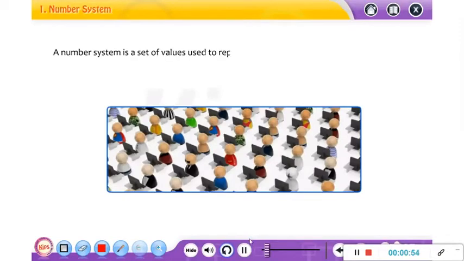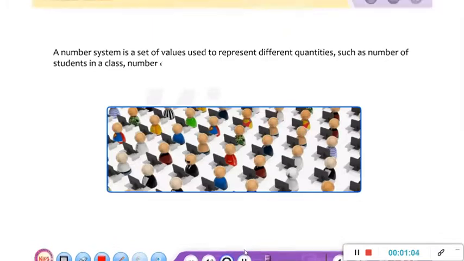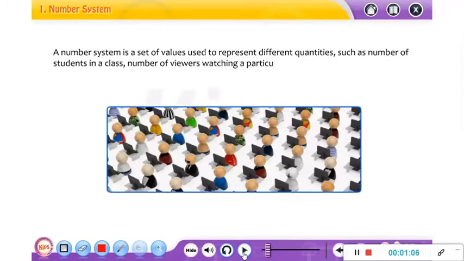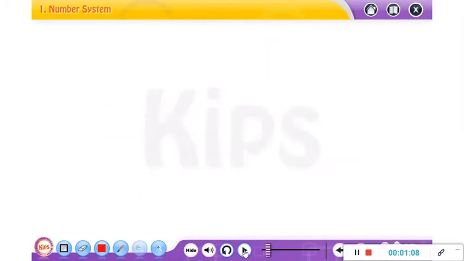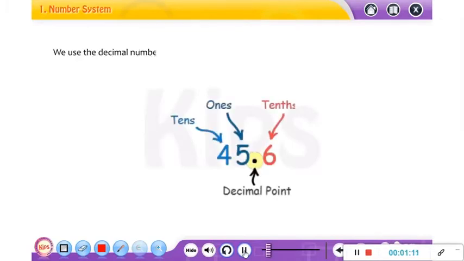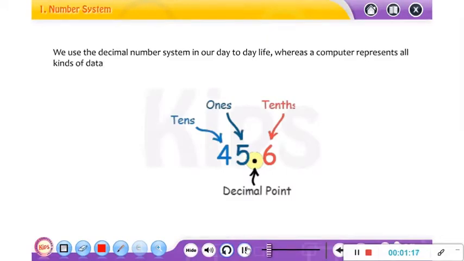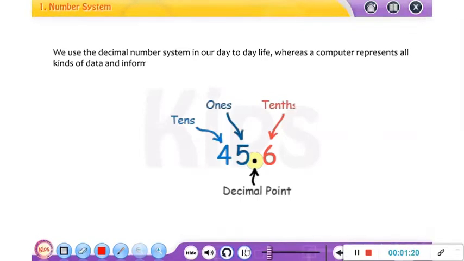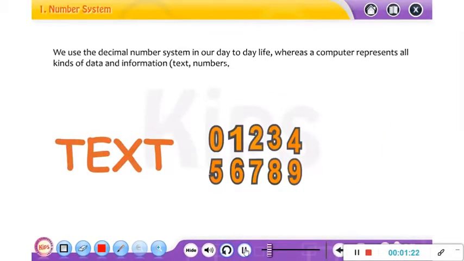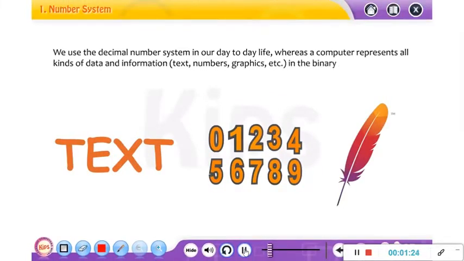A number system is a set of values used to represent different quantities, such as number of students in a class, number of viewers watching a particular show, etc. We use the decimal number system in our day-to-day life, whereas a computer represents all kinds of data and information, text, numbers, graphics, etc. in the binary number system.